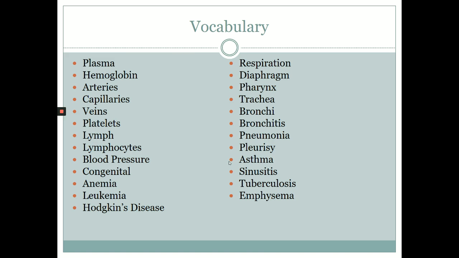First, plasma, hemoglobin, arteries, capillaries, veins, platelets, lymph, lymphocytes, blood pressure, congenital, anemia, leukemia, Hodgkin's disease, respiration, diaphragm, pharynx, trachea, bronchi, bronchitis, pneumonia, pleurisy, asthma, sinusitis, tuberculosis, and emphysema.